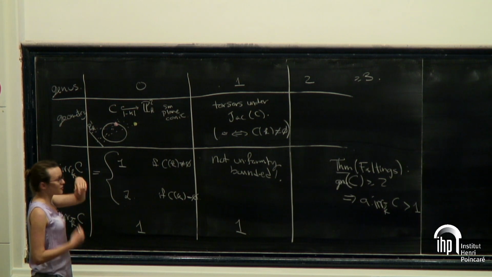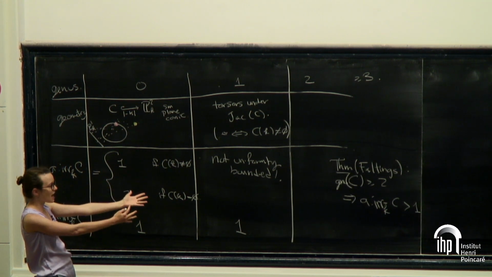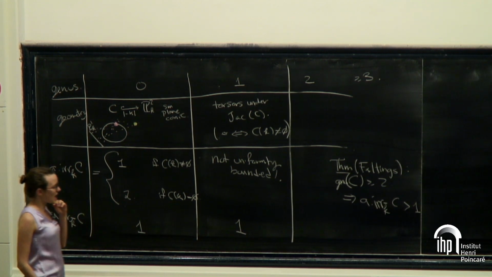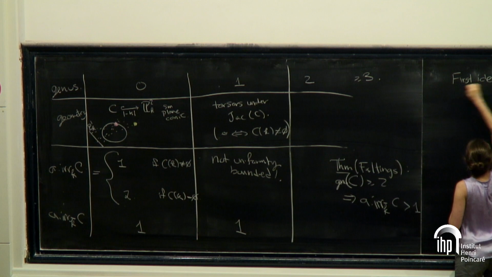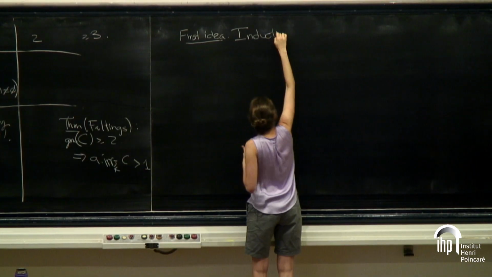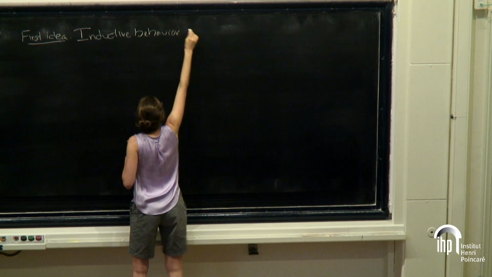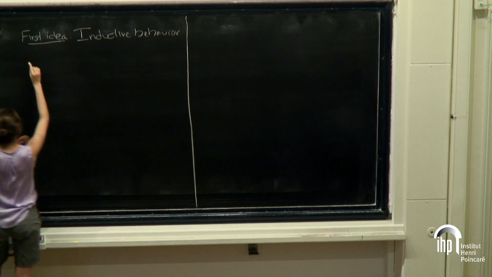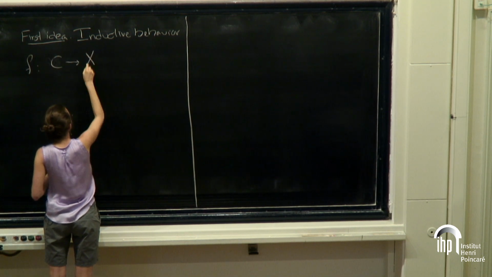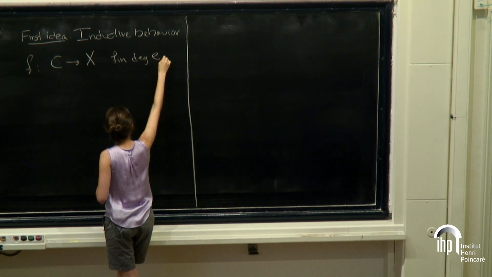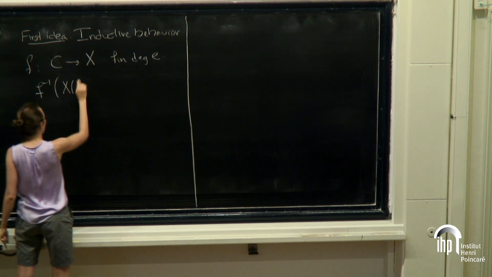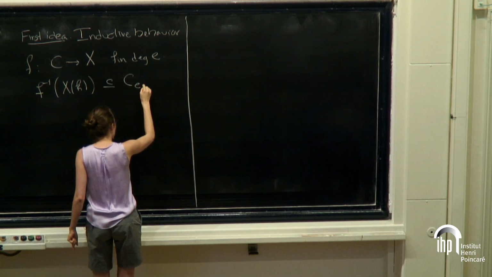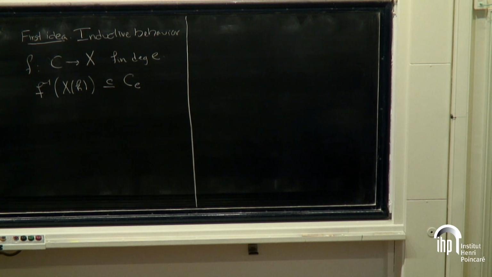OK, so the first thing that you might try when you try to understand how this invariant behaves for higher genus curves is what you might think of as some inductive component of its behavior. So first idea is some inductive behavior, which is to say, if I have a finite map, f, from C to X, let's say this is finite of degree e, then, exactly in the case of doing stereographic projection here, I can take the preimage of rational points on X, and these lie inside the degree at most e points of the curve C. Again, it's important that I said at most e.